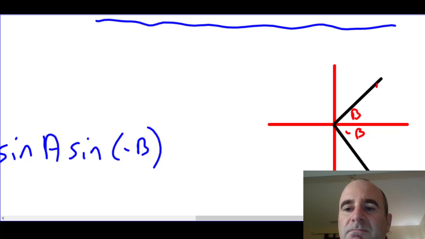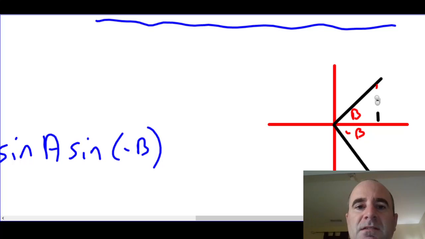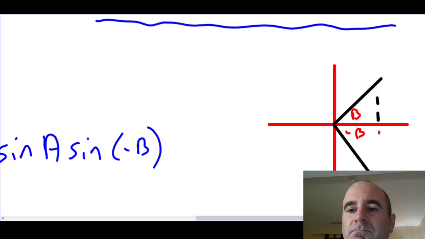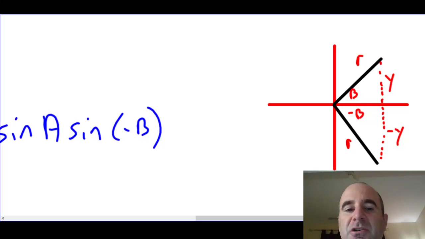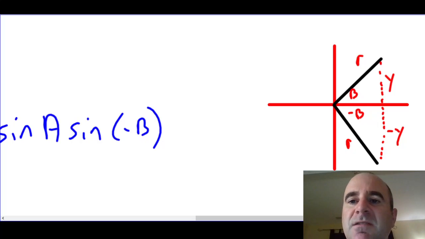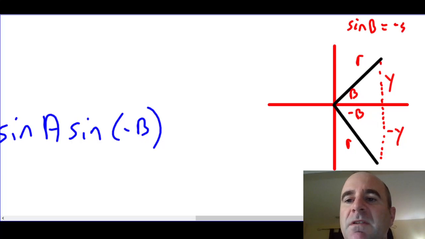So sine, of course, of B is y over r, where sine of negative B is negative y over r because you're down here in quadrant 4. So that tells us that sine B is equal to the negative of the sine of negative B.